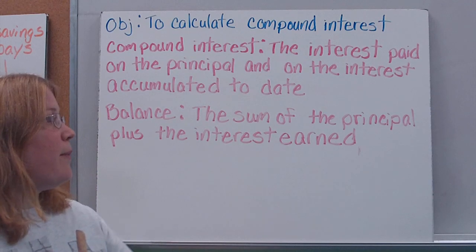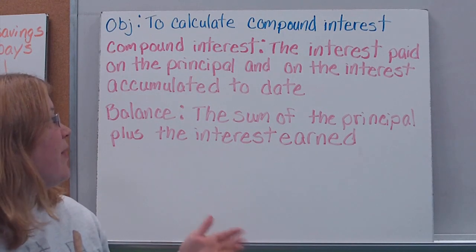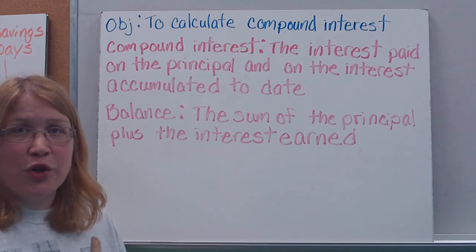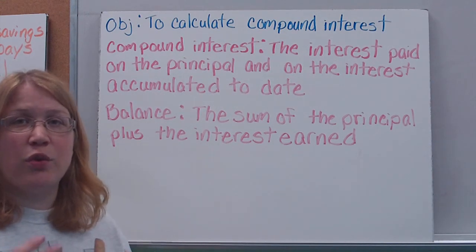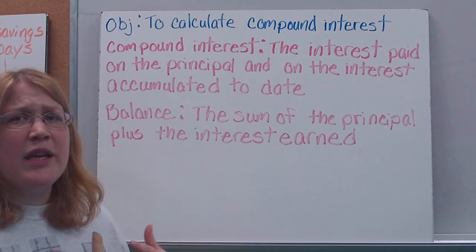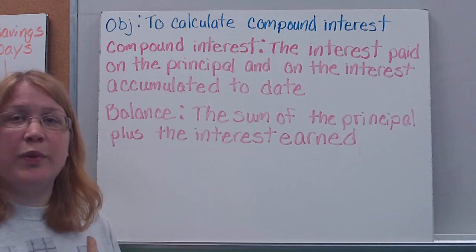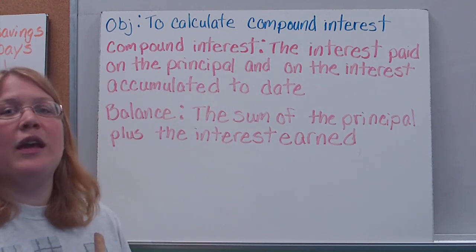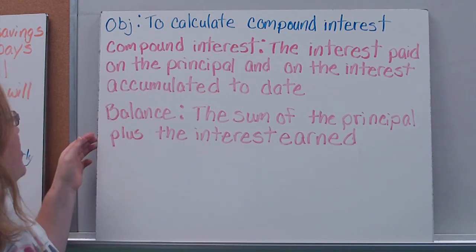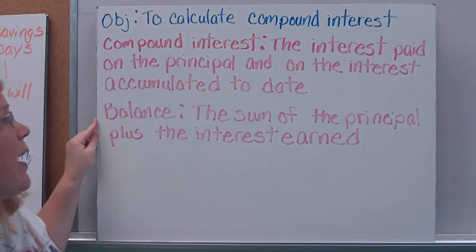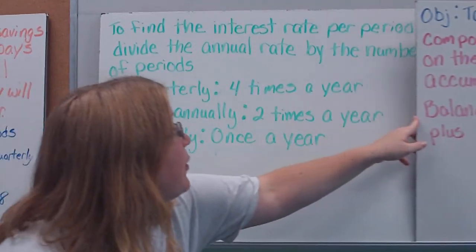The balance refers to the sum of the principal plus the interest earned. And actually, what I'm going to show you through this video is we're going to calculate for the balance. That's what we're going to compute when we do all of our steps. If we just want the interest, and I think I mentioned this in the last one, we have to go back and subtract out our principal.